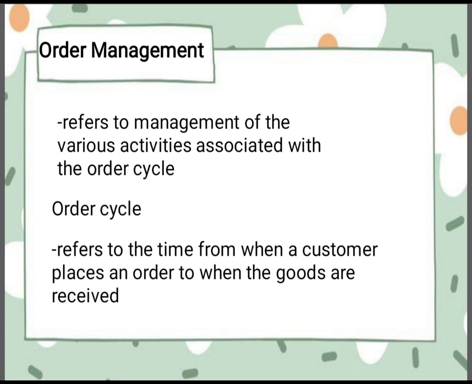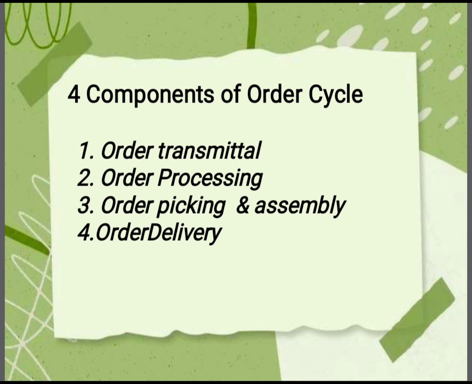And order cycle refers to the time from when a customer places an order to when the goods are received. So the customer's order cycle of receiving is like the handing over of the parcel or order. As a carrier or seller, you should know how to order your daily routine so that your customers will be more satisfied. So we have four components of the order cycle.